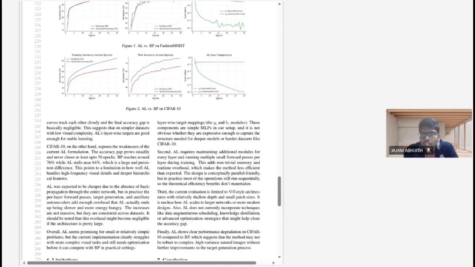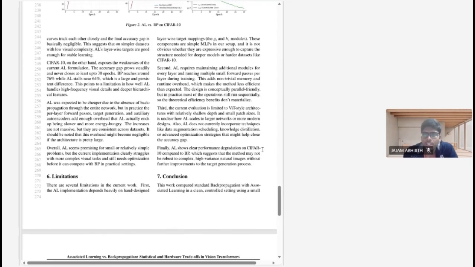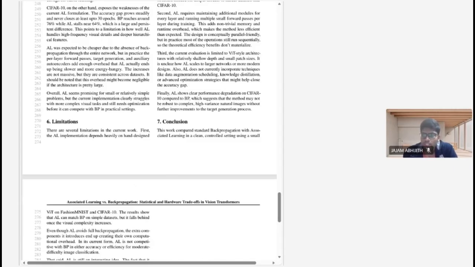So, what's the key takeaway here? Well, this work compared backpropagation with associated learning in a clean controlled setting using a vision transformer on two standard datasets. The results show that AL can match BP on simple datasets, but it falls behind once visual complexity increases. Even though AL avoids full backpropagation, the extra components it introduces create their own computational overhead. In its current form, AL is not competitive with BP in either accuracy or efficiency for moderate difficulty image classification.